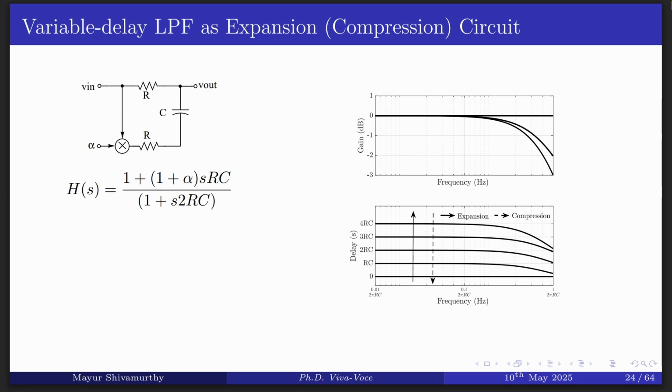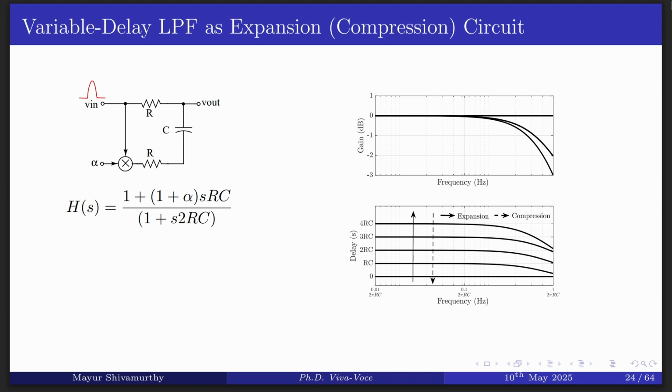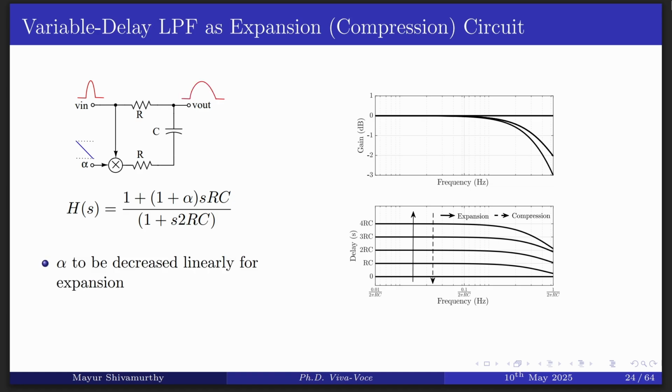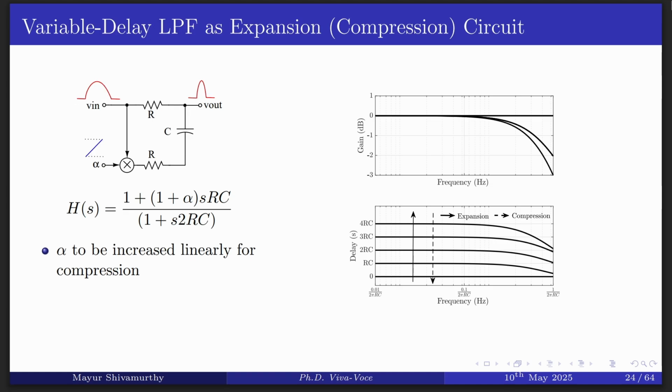So within the region of a constant gain and where the delay will be linear in nature, the continuous time pulses can be expanded or compressed depending upon the value of alpha. Any continuous time pulse whose frequency falls within the region of constant gain and a linear delay can undergo an expansion when alpha is decreased linearly, which forces the delay to increase linearly, and that would lead to expansion. Similarly, for any wider pulse which comes to the input of the circuit, if alpha is increased linearly, the group delay would reduce linearly, and that would lead to compression.